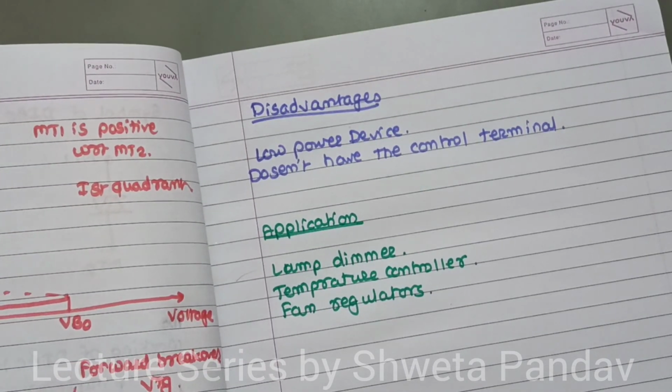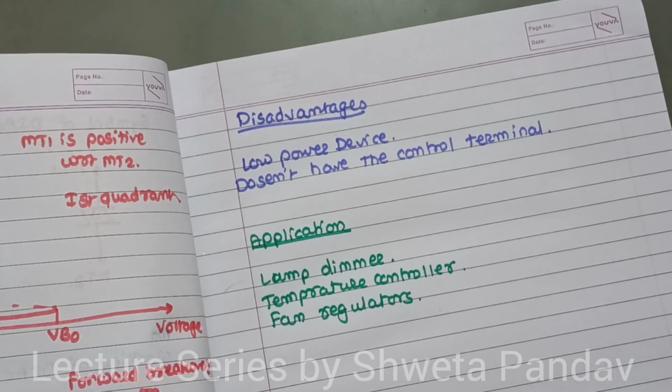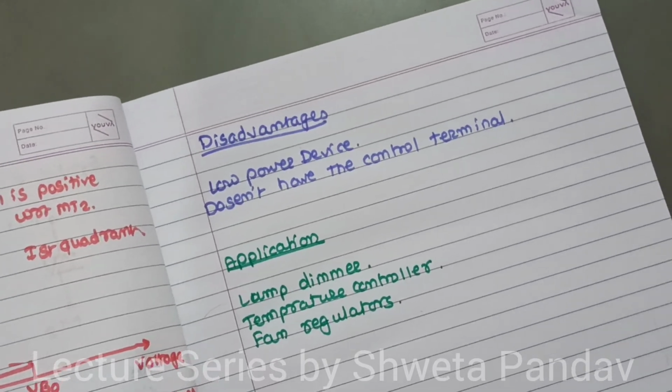So this is all about today's session. In today's session we had seen the symbol of DIAC, its structure, its working, its IV characteristic, then some of the advantages and disadvantages of DIAC, and some of the applications of DIAC.